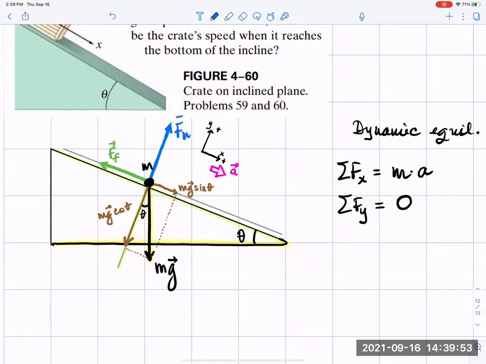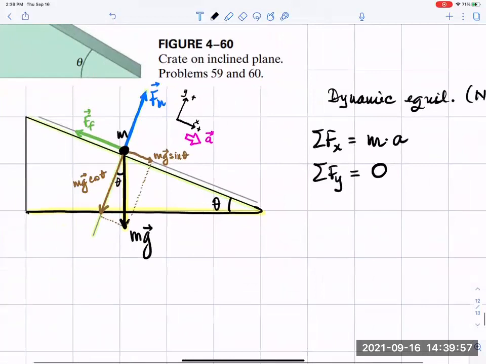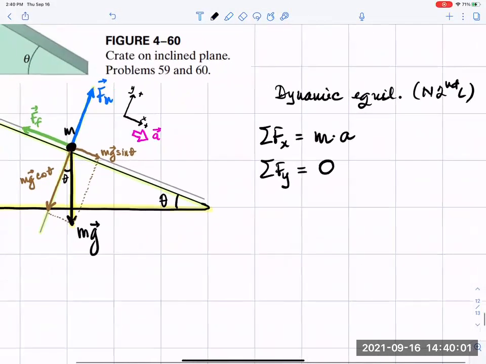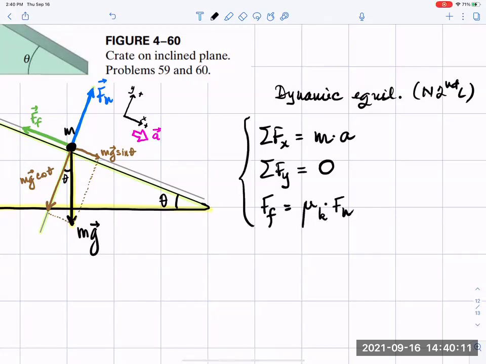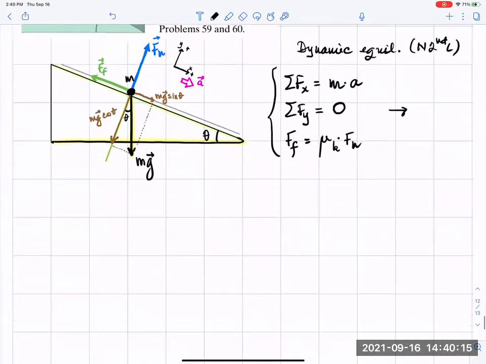Here's your normal force. Having said that, now it's more precise. And then don't forget about the definition of the friction force, which, in this case of kinetic movement, is mu k times the normal force. From here, you're going to get a system of equations, and you can probably find just about everything they ask.